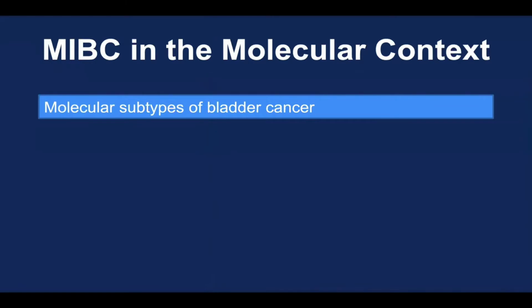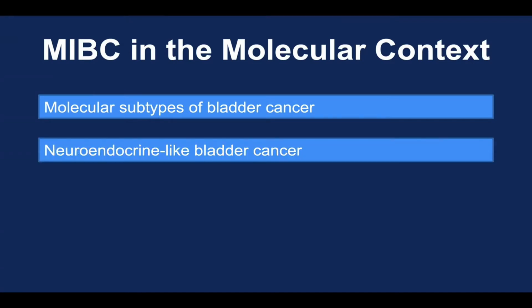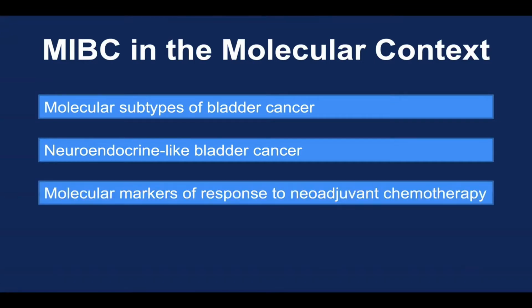And in particular, I'm going to talk about molecular subtypes of bladder cancer, which has really changed how we think of bladder cancer. From that, I'm going to tease out the neuroendocrine-like subtype, which is one of the molecular subtypes of bladder cancer. We've done a little bit of exploration in that field that I'll tell you about.